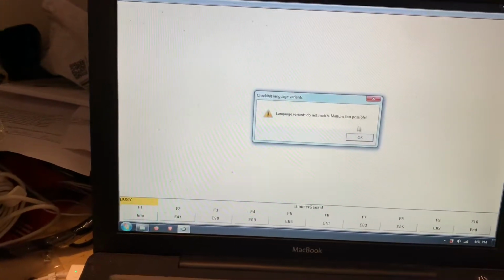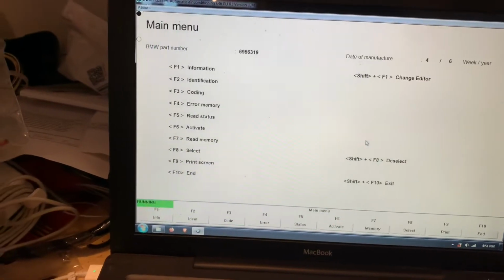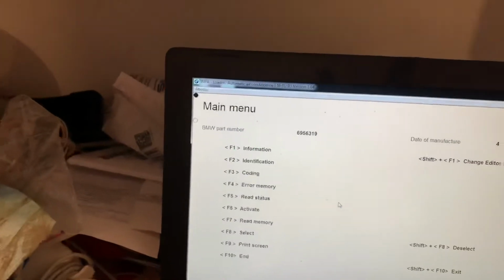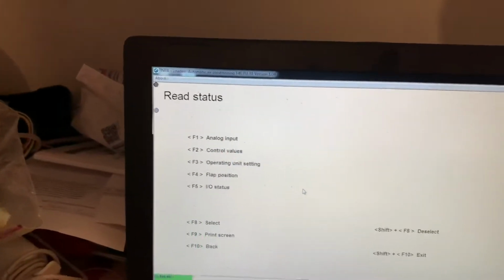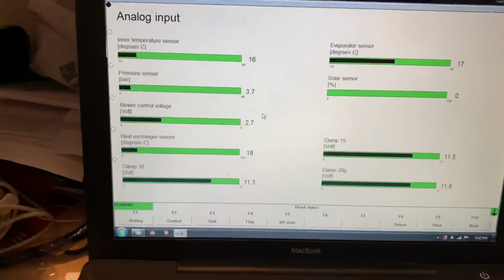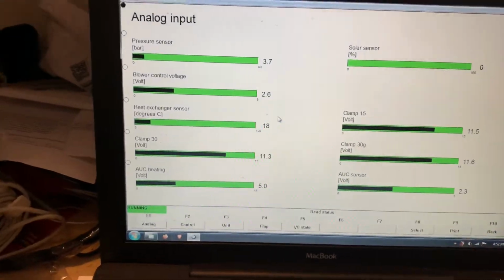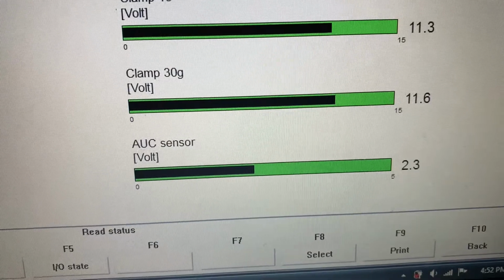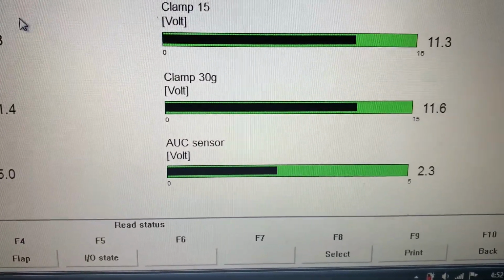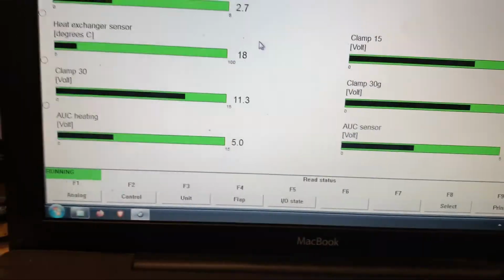Of course, I always get some of these errors. And then I want to read status, which here is F5. And I want to do F1 for analog input. And if I go down, you'll see right down here at the bottom, I see AUC sensor. So normally when everything's clean, it's just sitting here, it says around 2.3, 2.7, something along those lines.